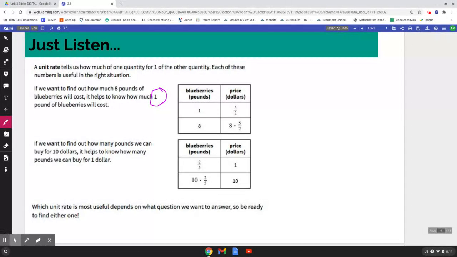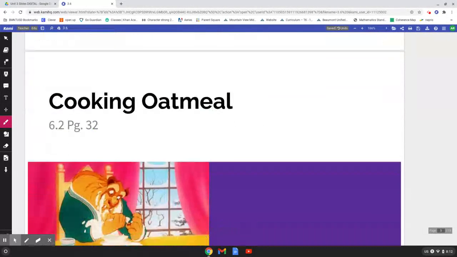And now the second one says, if we want to find out how many pounds we can buy for $10, it helps us know how many pounds for $1. Which unit rate is most useful depends on what question we're answering. So either one works. You just need to make sure that you're following the wording and you're also answering the question, right? That's really like the key to today.